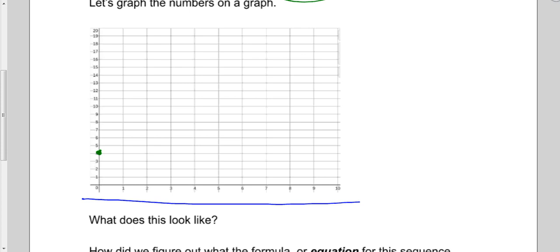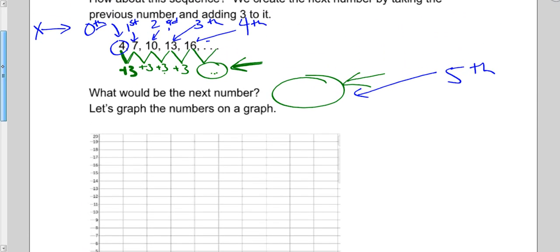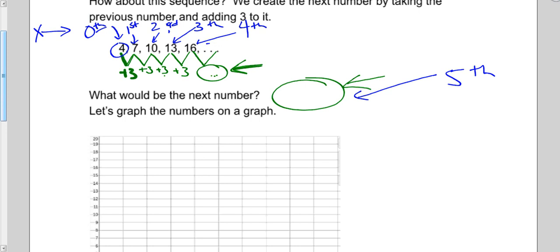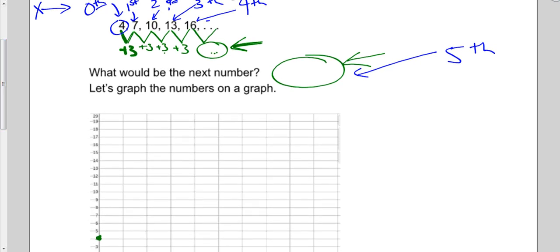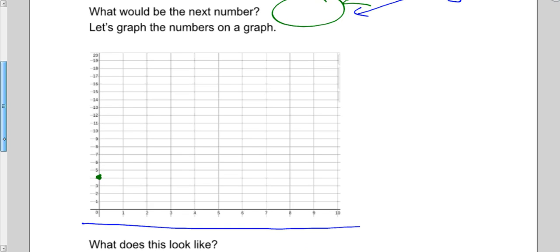Okay? And now my first term, again, when x equals 1, right here, my sequence number is 7. So I'm going to put a green dot on 1, 7. So 1 is right here. So I go over 1 and then up 7. And that's where I'm going to put my dot. So let me turn this to green and put my dot right there.